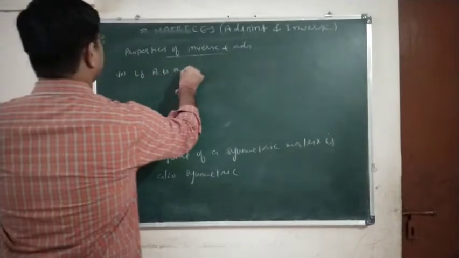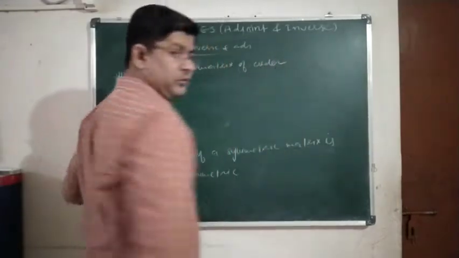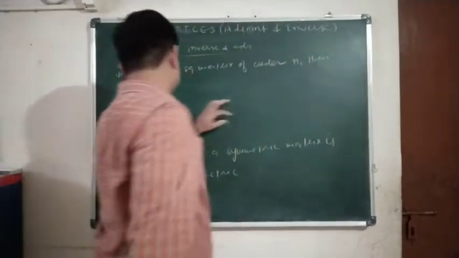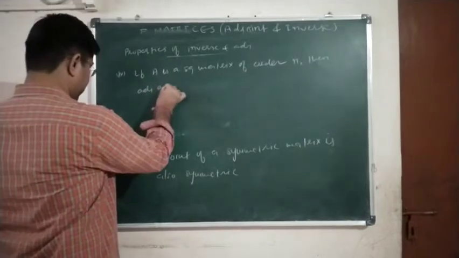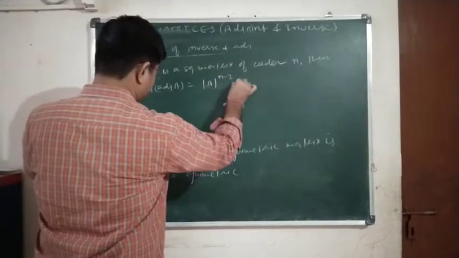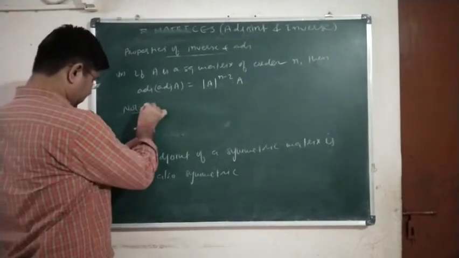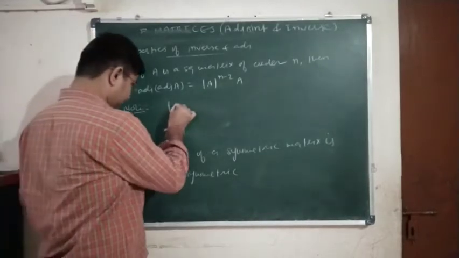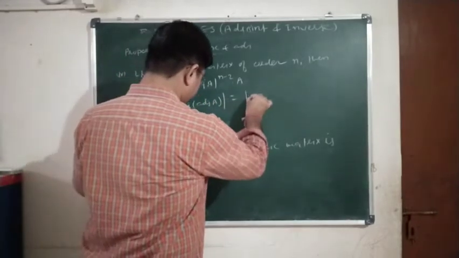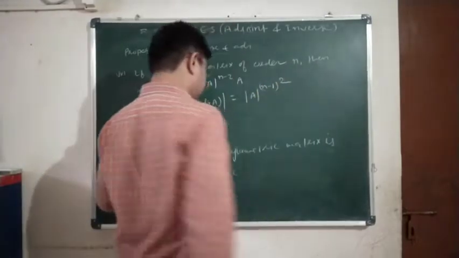If A is a square matrix of order n, then adjoint of adjoint of A is equal to determinant of A raised to n minus 2 into matrix A. Okay, one more property you will remember here: the determinant of adjoint of A will be equal to determinant of A raised to n minus 1, the whole square. Clear?